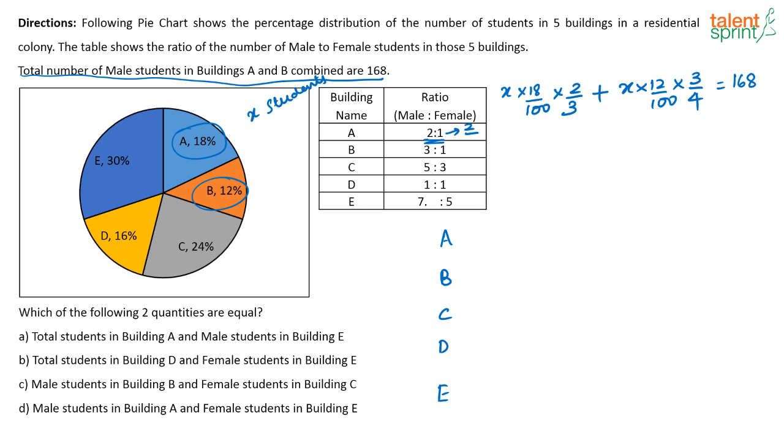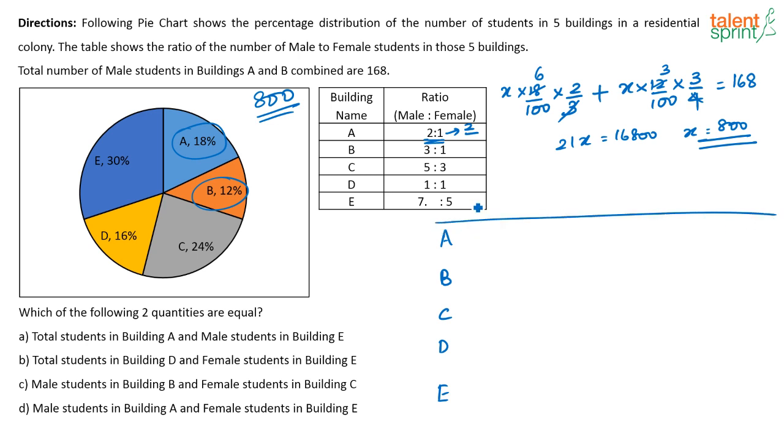From here you have to find the value of x. That is the first thing that you do, correct? So you will have 12x plus 9x, that is 21x, equal to 16800, or x is equal to 800. So the total number of students in all the 5 buildings put together is 800. That is the first thing that we have got. Using that you can find out how many people are there in A, B, C, D and E.